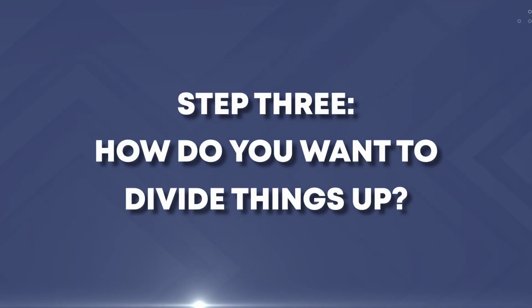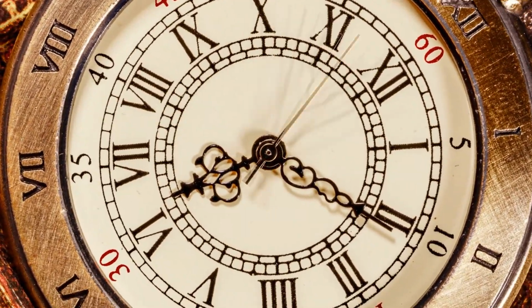Now the third thing you need to think about is how do you want to divide things up? So one thing that I can guarantee you is we're all going to die. Unfortunately, that is just a fact of life. And so you want to put some thought into when that day arrives, when you do pass away, how do you want your assets to be divided up?